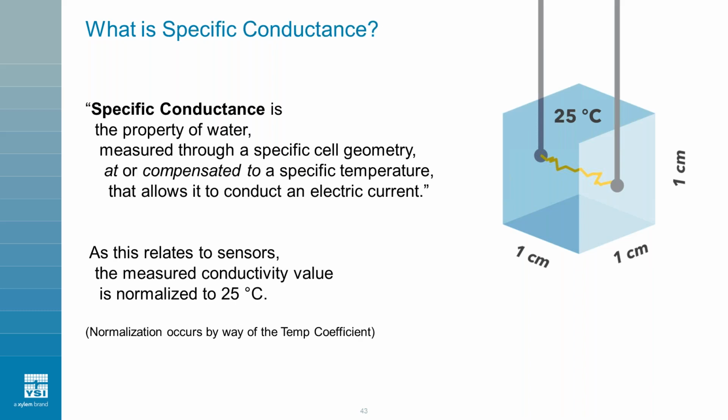So, specific conductance is the property of water measured through a specific cell geometry at or compensated to a specific temperature that allows it to conduct an electric current. As this relates to sensors, the measured conductivity value is typically normalized to 25 degrees Celsius. Normalization occurs by using the temperature coefficient, and I'll discuss more on this in the next section as well.